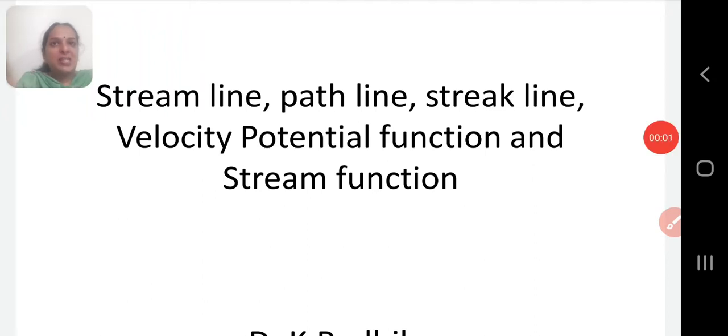Very good morning, students. Today we are going to see in second unit one more important chapter, that is streamline, path line, streak line, velocity potential function and stream function under the kinematics of flow. As we already saw what kinematics of flow is, we are going to study the flow parameters when the fluid is in movement. That branch of science that deals with the behavior of the fluid in movement is said to be kinematics.